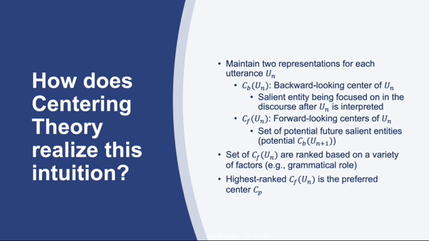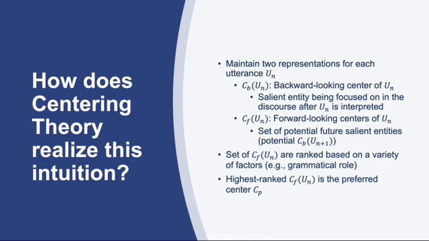Specifically, centering theory does this by maintaining 2 representations for each utterance, U sub n. One representation, C sub b of U sub n, is what is known as the backward-looking center of U sub n. This means that it retrieves the most salient entity in the discourse after U sub n is processed or read by someone. The other representation, C sub f of U sub n, is what is known as the forward-looking center of U sub n. This is actually a set of the entities that might be the most salient when finding C sub b in future time steps.